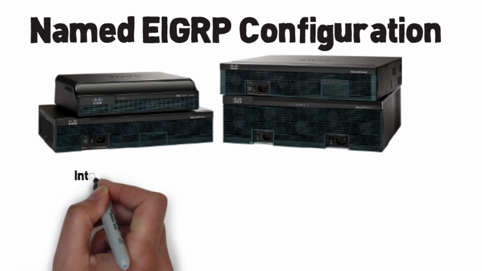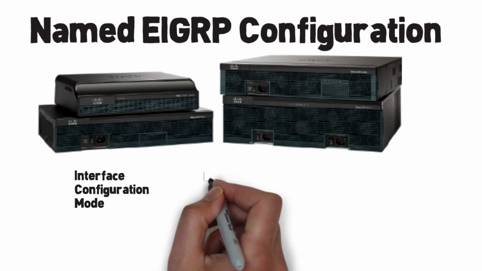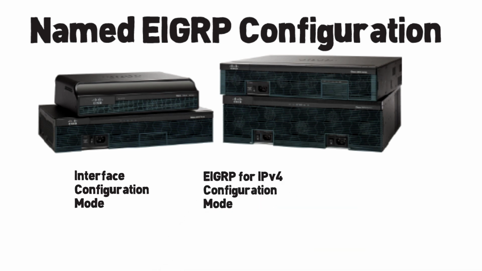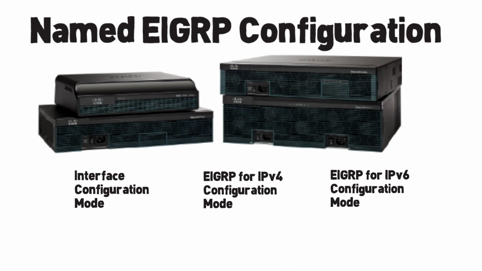We've got to give some commands under interface configuration mode. Maybe we need to go into EIGRP for IP version 4 configuration mode. If we want to tweak any parameters for EIGRP for IP version 6, we've got to go into that configuration mode. We've got all these different configuration modes we're bouncing back and forth between, and that can get a bit complex. The great news is, named EIGRP lets us consolidate all of this under one configuration mode.